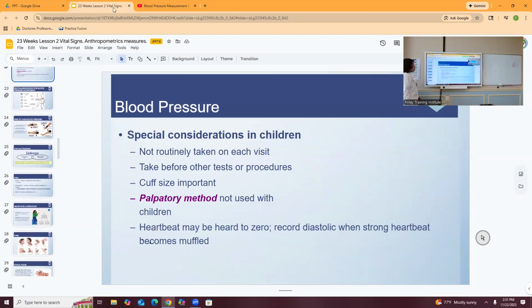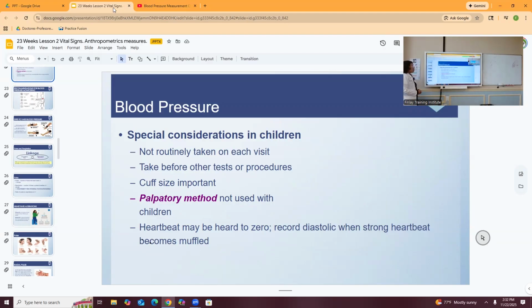In children, usually we take one blood pressure as a baseline, and then we don't take it in every visit. We can skip a few visits and then we check in the next one, okay? We have to take the blood pressure before any other procedure is done. For example, this little kid is going to have blood work, so we take the blood pressure first and then we do the other procedures, because if not, we're going to make the blood pressure go high.